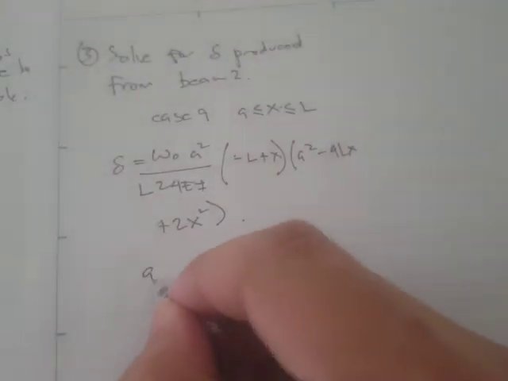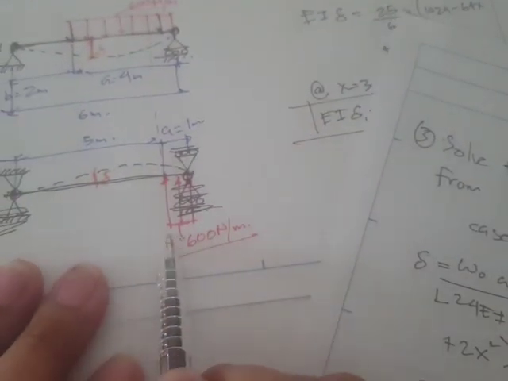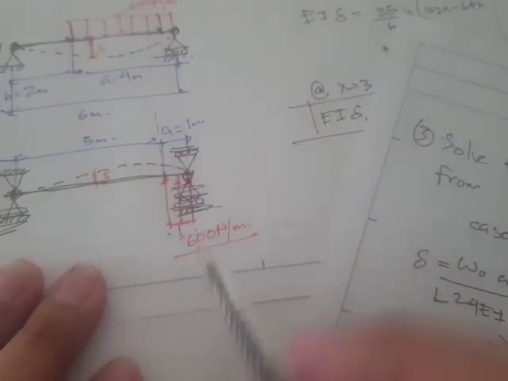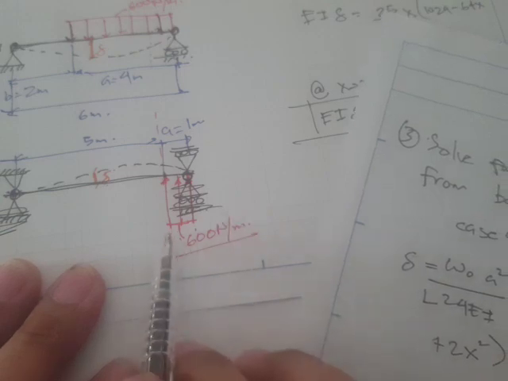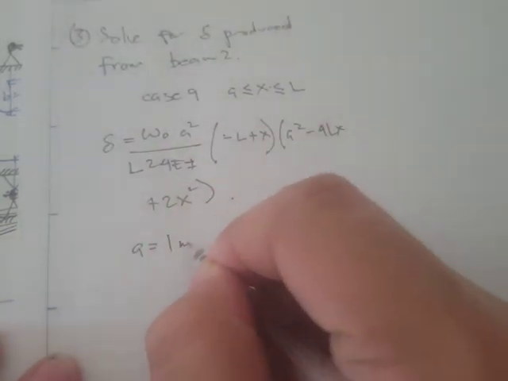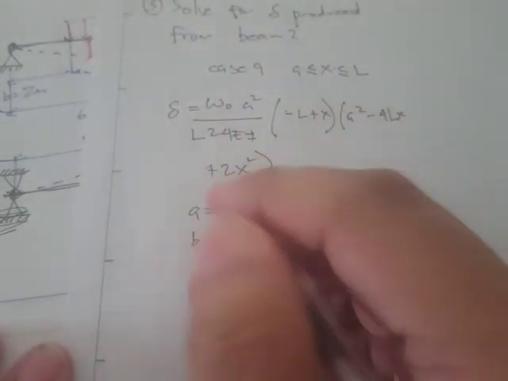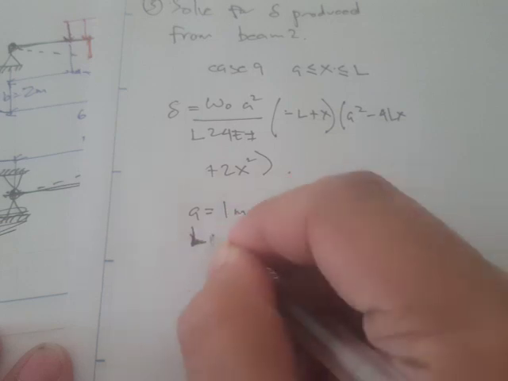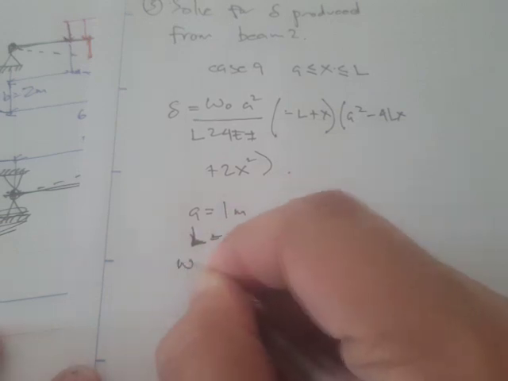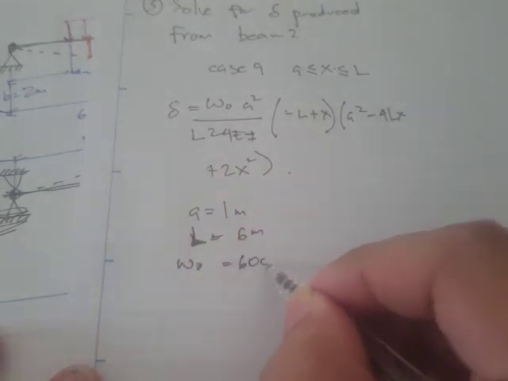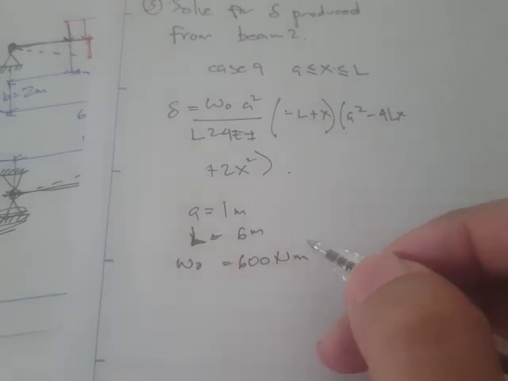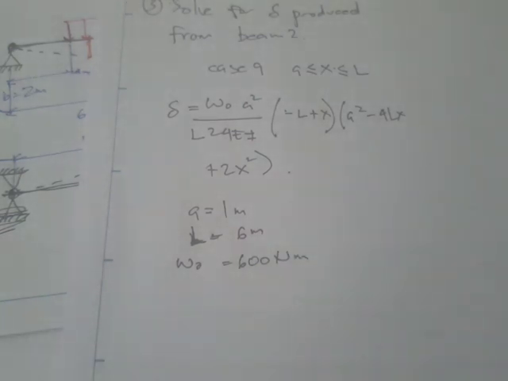Okay, and our A is, okay, so here's our A. Again, the A should be the loaded portion, and this is 1 meter. And our B, actually we don't need the B because there's no B right here. So let's just write the L, is 6 meters, and the distributed loading is 600 newton per meter.